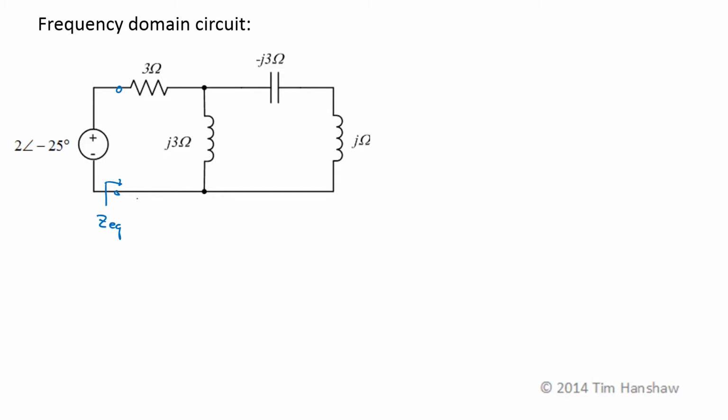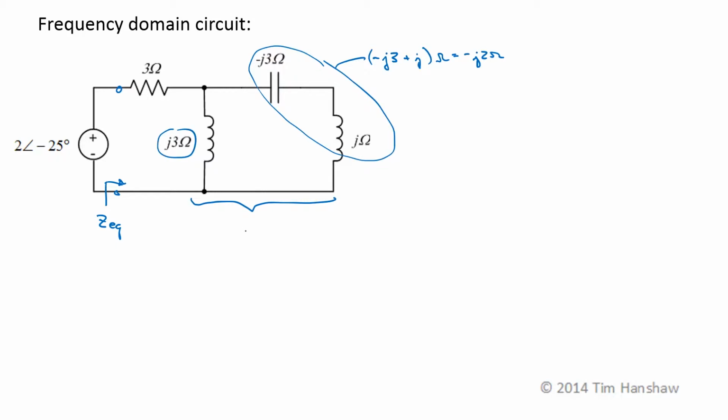So what I want is this impedance seen by the source. These 2 elements are in series, so this equivalent impedance is just the sum of the 2 individual impedances. So this is minus j3 plus j ohms, which is equal to minus j2 ohms. That impedance is then in parallel with this j3 ohm impedance. So this equivalent impedance, ZEQ2, is going to be the product of the 2, minus j2 ohms times j3 ohms, over the sum of the 2, minus j2 ohms plus j3 ohms.